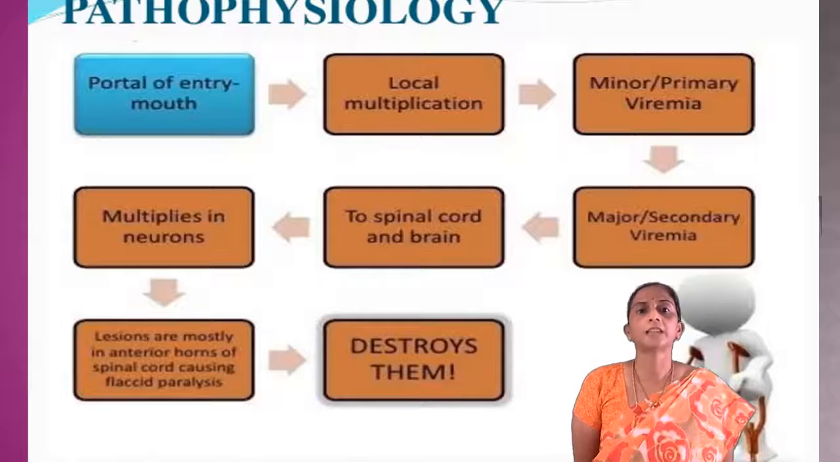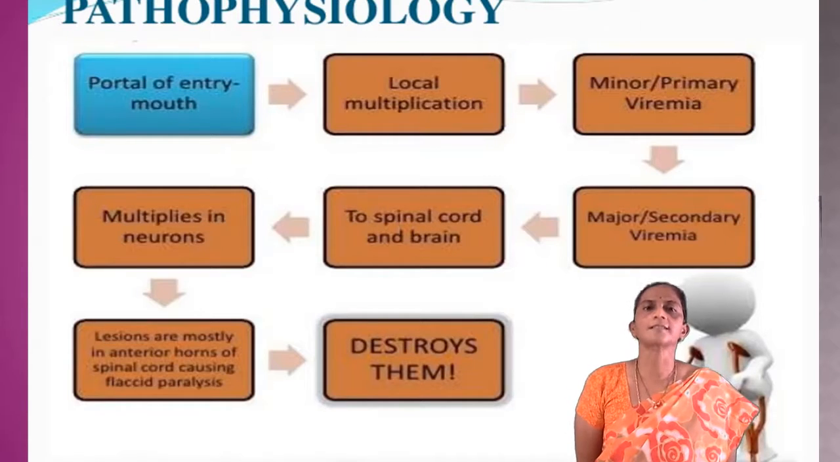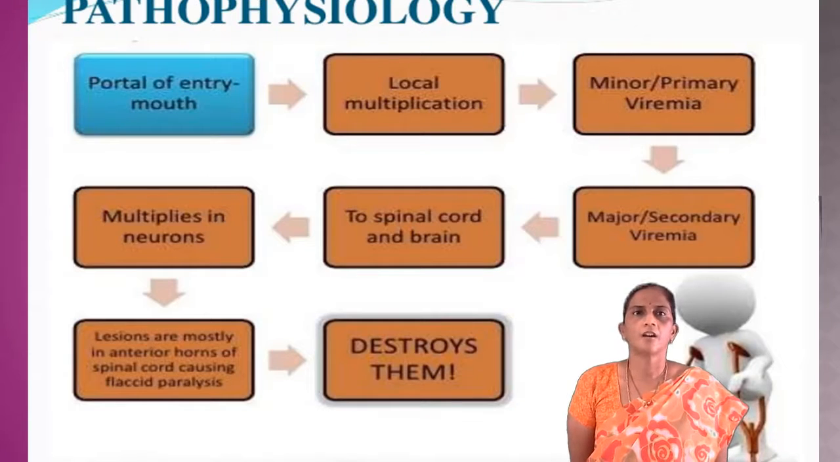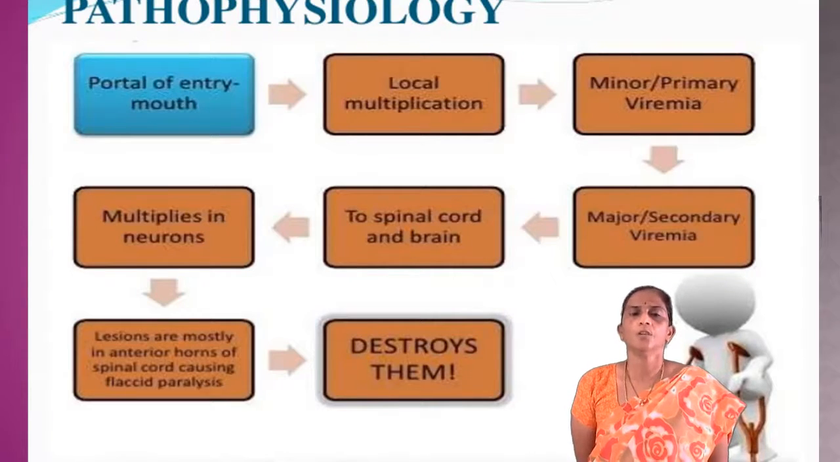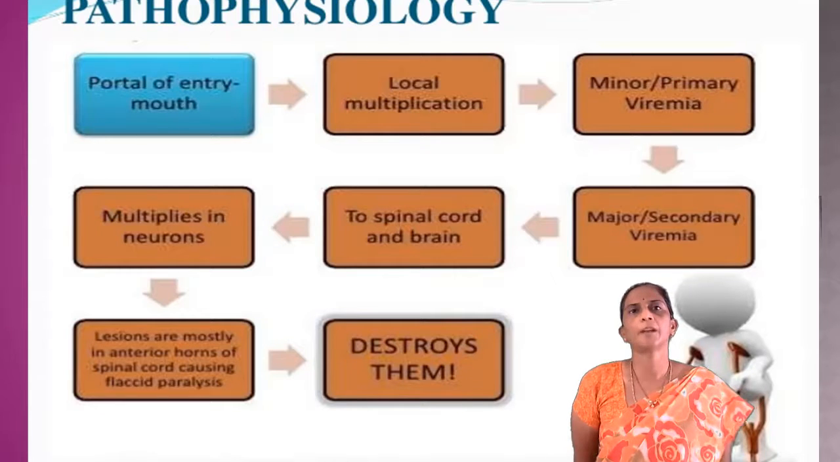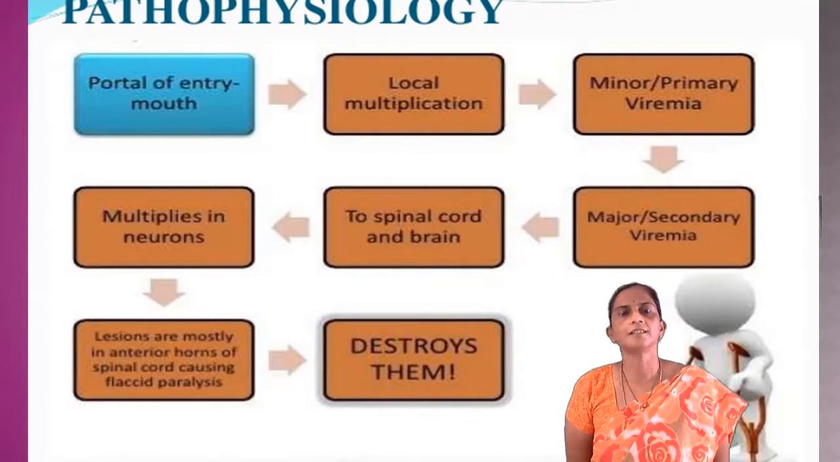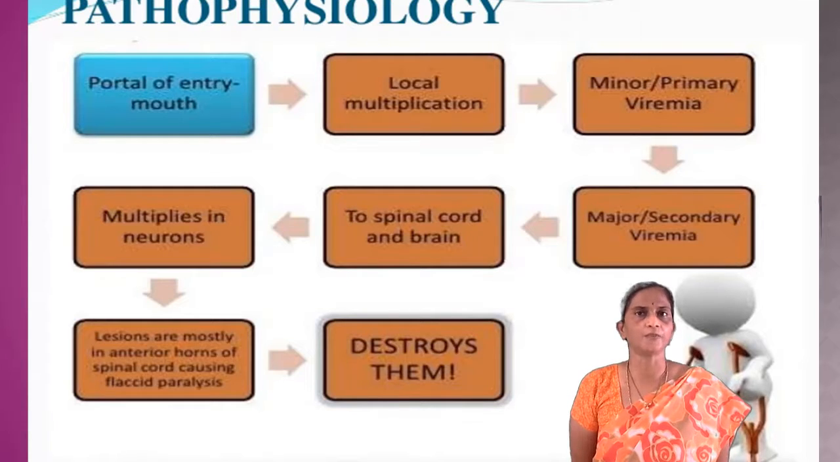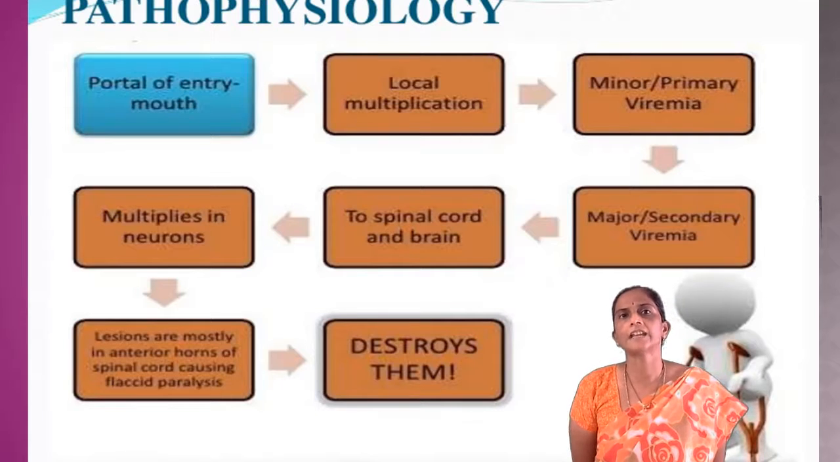Next, coming to the pathogenesis. Pathogenesis is the science which deals with how the organism causes disease. The organism enters the body through contaminated food and water through the mouth. Then it undergoes local multiplication, that means in the tonsils. Then the virus enters the blood. That is called viremia. There it multiplies in the lymph nodes and enters the blood again. The secondary entry into the blood is called secondary viremia.